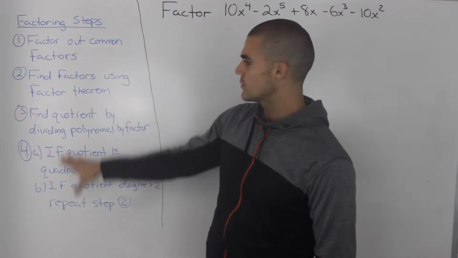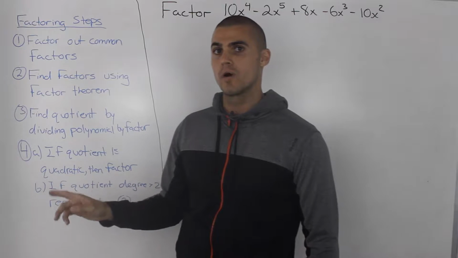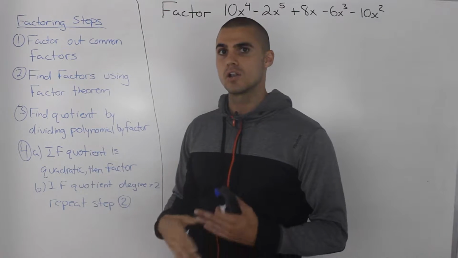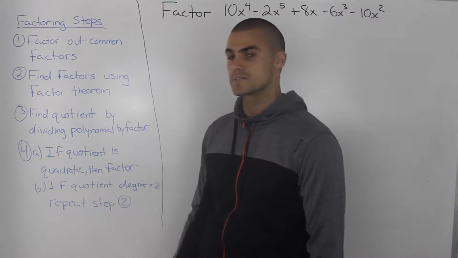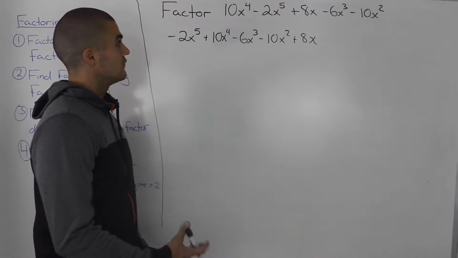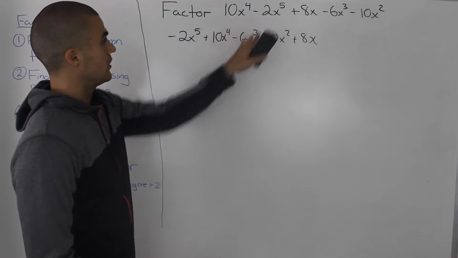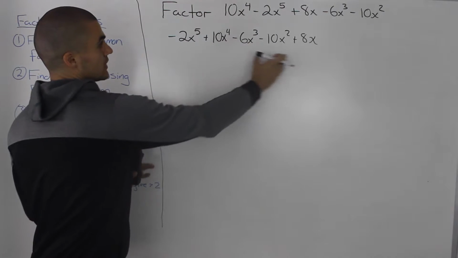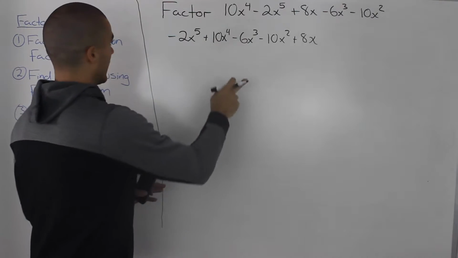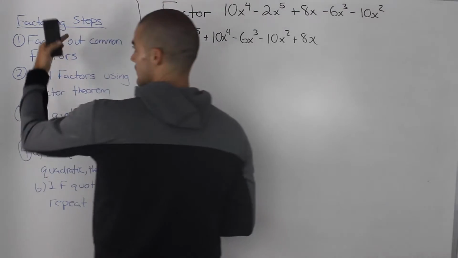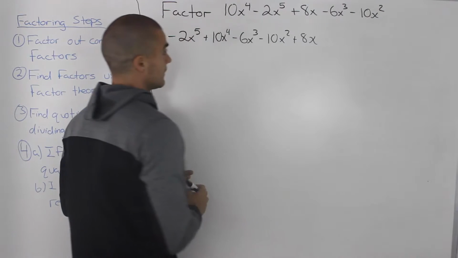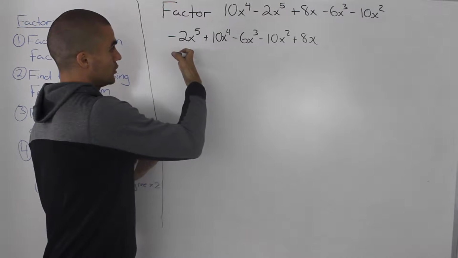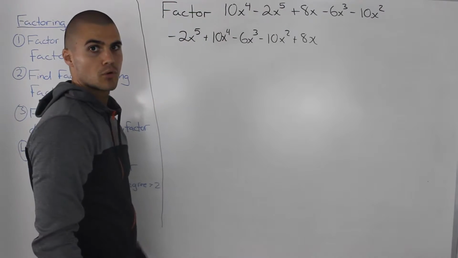So if you're not comfortable with these steps, make sure you go and watch the previous video where I go over these steps in a lot more detail and a lot more explanation. The very first thing that I did with this polynomial was rearrange it from highest degree to lowest degree. I didn't write that step out in the factoring steps, so you may want to add it in. Before doing all these steps, you always want to make sure the polynomial is ordered from highest degree to lowest degree.